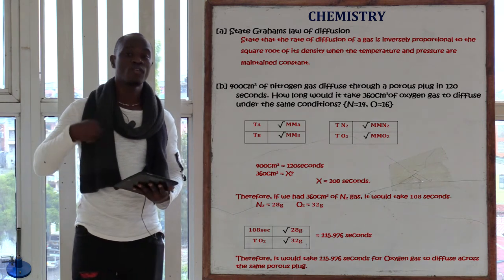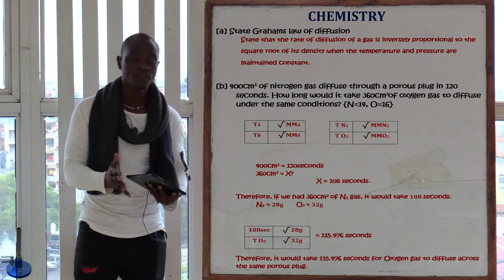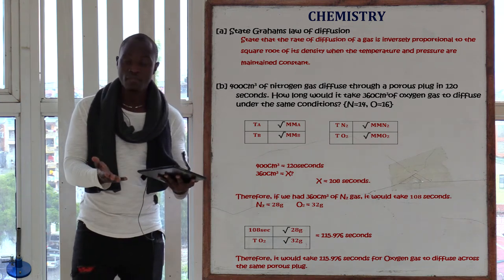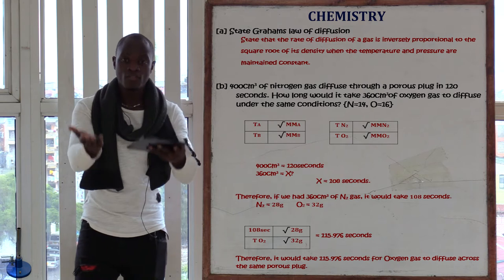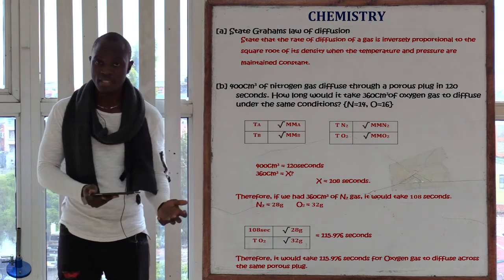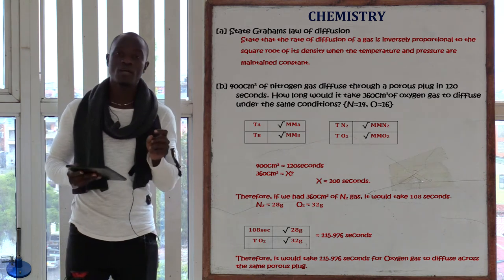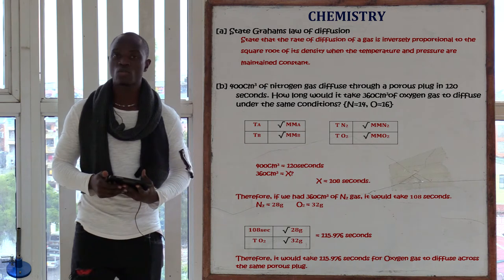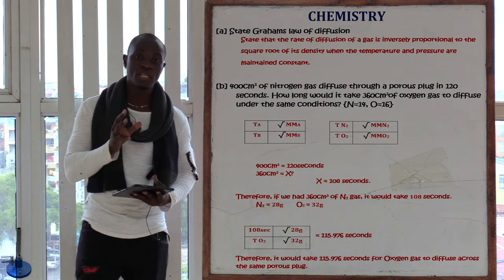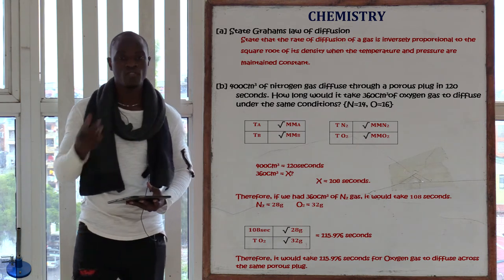So the gas that you have not been given the time for, like in this case, oxygen, you bring the other gas, nitrogen, where we have the time, to the level of the oxygen in terms of volume. Nitrogen is 400 centimeters cubed at 120 seconds. What if nitrogen was 360 centimeters cubed? That is what you should ask yourself. If nitrogen was 360 centimeters cubed, how much time would it take to diffuse?